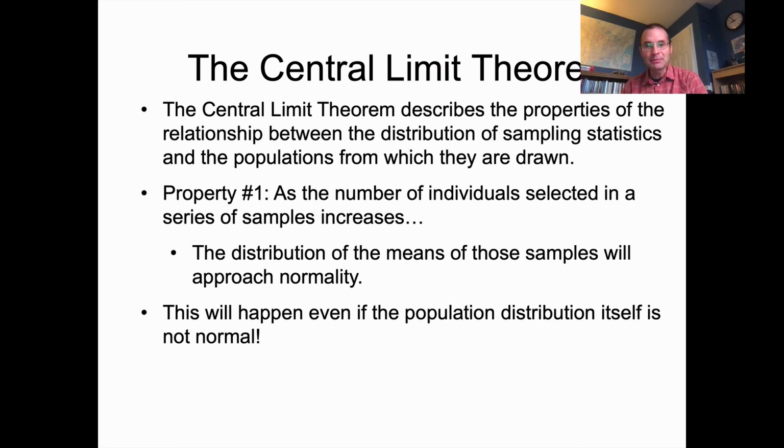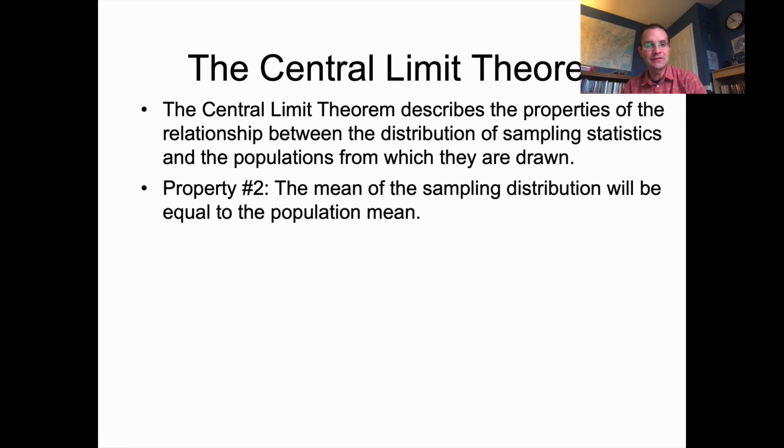This will happen even if the population distribution itself is not normal, so you don't get normality just from underlying normality, you get it from wherever. And again, all that has to happen there is for n to be sufficiently large.